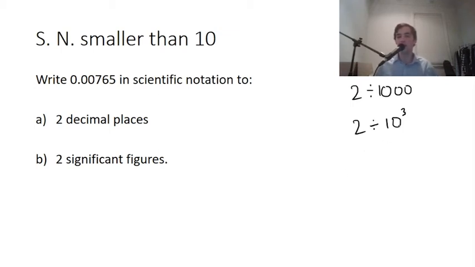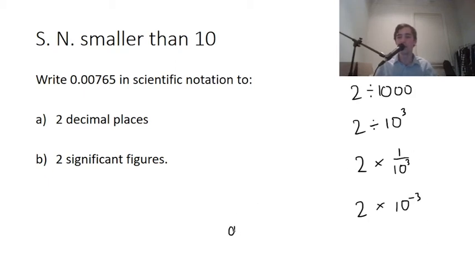Now, dividing by 10 to the power of 3 is the same as timesing by a fraction, 1 over 10 to the power of 3. And this is the same, if you remember the index laws, as 10 to the power of negative 3.